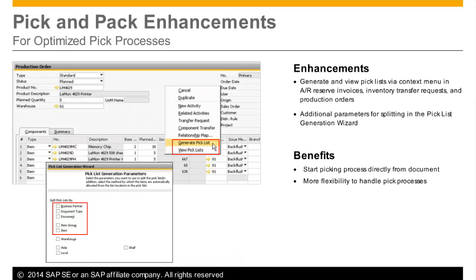You can directly start to generate or view pick lists in the Transactions AR Reserve Invoices, Inventory Transfer Requests, and Production Orders. Second, more parameters for splitting have been added in the Pick List Generation Wizard. These enhancements streamline the processes and give more flexibility to handle pick processes.